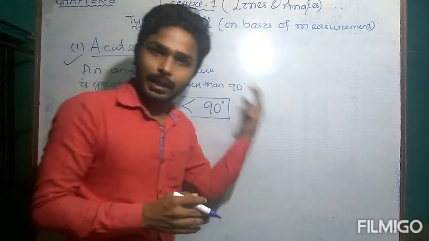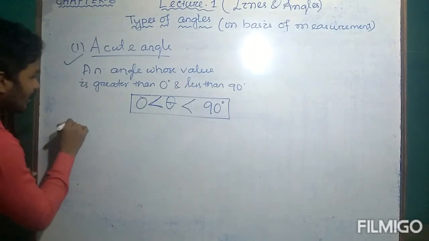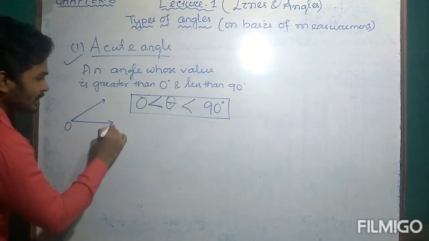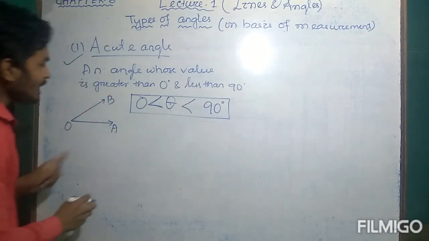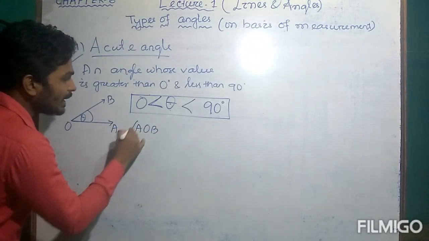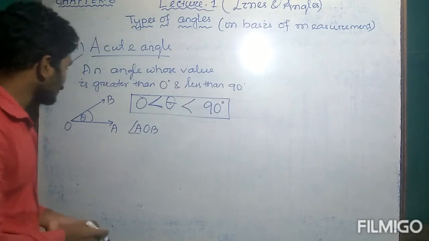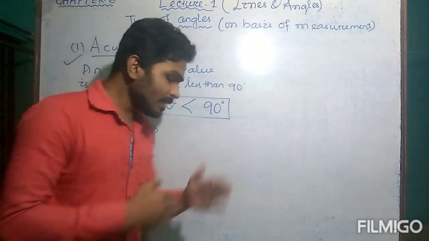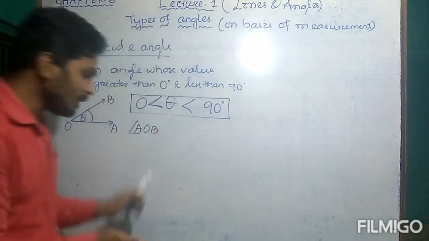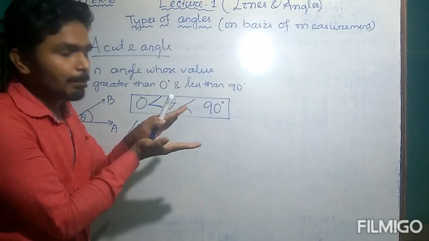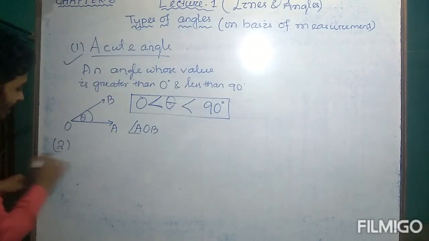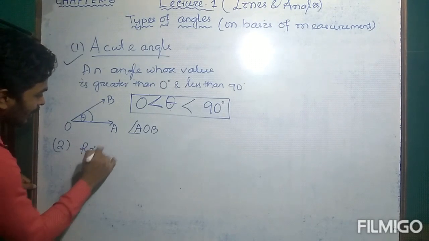Now if you want, you can represent the acute angle geometrically like this. Okay, suppose this is O, this is A, this is B. Then the acute angle theta can be represented like this. AOB is an acute angle. Understood? So always the acute angle is like this. The angle between them is greater than 0 degree but less than 90 degree. Understood? Next is our right angle.